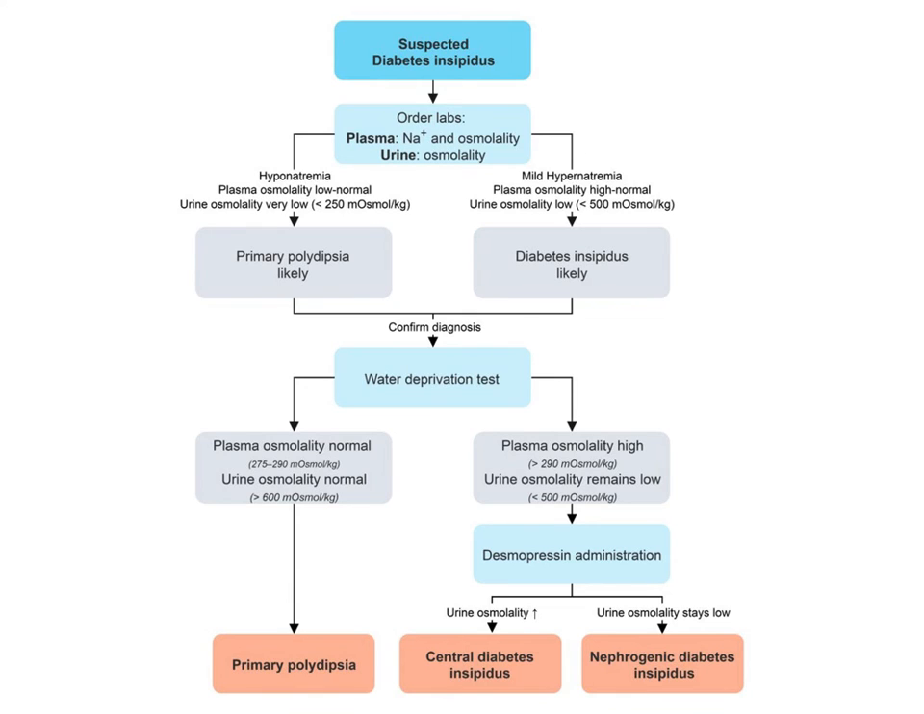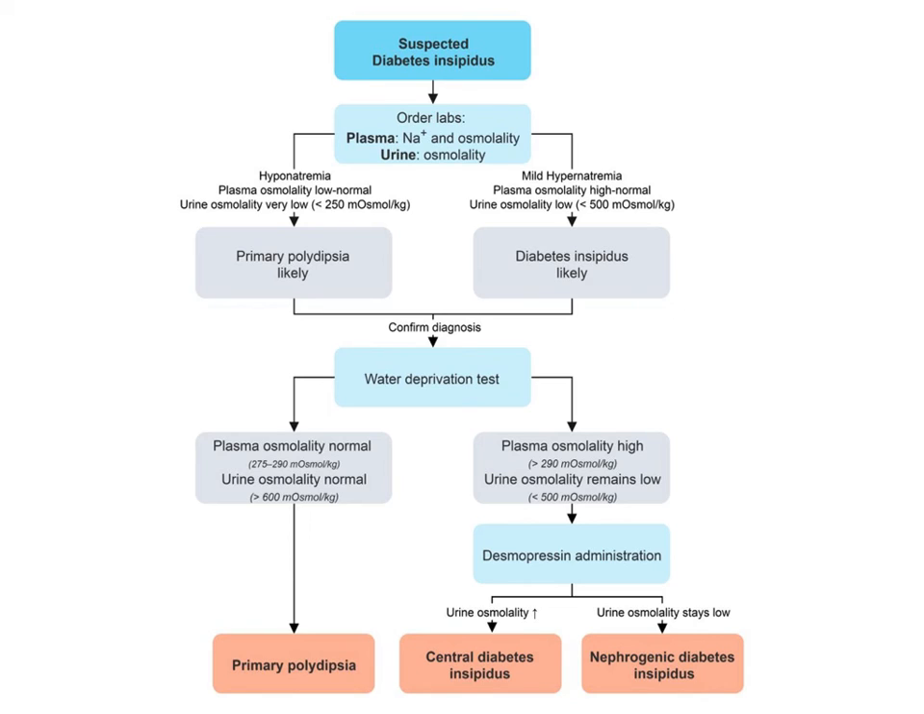So this is a patient who is suspected of diabetes insipidus. What do you do? You do the plasma sodium and osmolality, and at the same time you do the urinary osmolality. When the result comes back with hyponatremia, your sodium concentration is very low and the plasma osmolality is low normal. What does it mean? The plasma is diluted, because the patient is taking a lot of water. It is a feature of primary polydipsia.